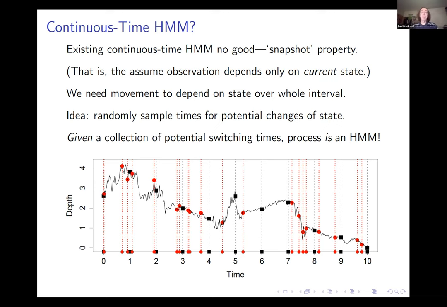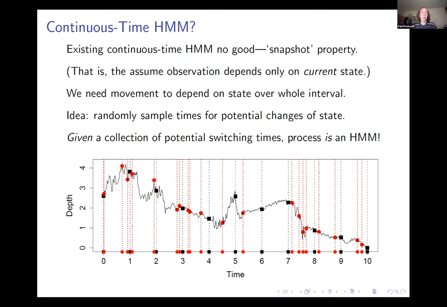We think of sampling a random collection of times of potential switches over the interval that we're interested in. If we condition on those, then we can allow the changes in behavior to potentially take place at those times. So at each potential switching time, the behavior can either switch to something different or it could remain the same.